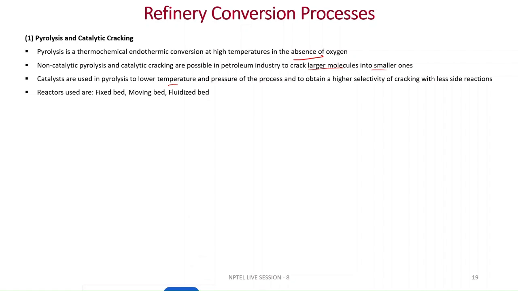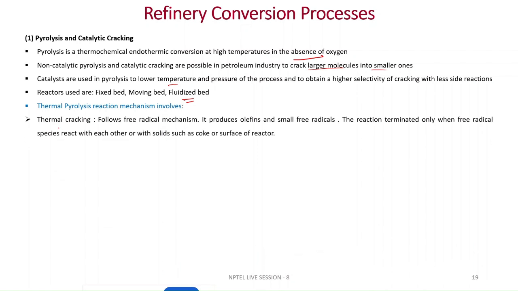Reactors used are fixed bed, moving bed, and fluidized bed. Those are highly used in the cracking process. First one is the thermal pyrolysis reaction mechanism, which involves three steps. One is thermal cracking. It follows the free radical mechanism. That is, it produces olefins and small free radicals, and the reaction terminates when the free radical species react with each other, and at that point the reaction terminates.